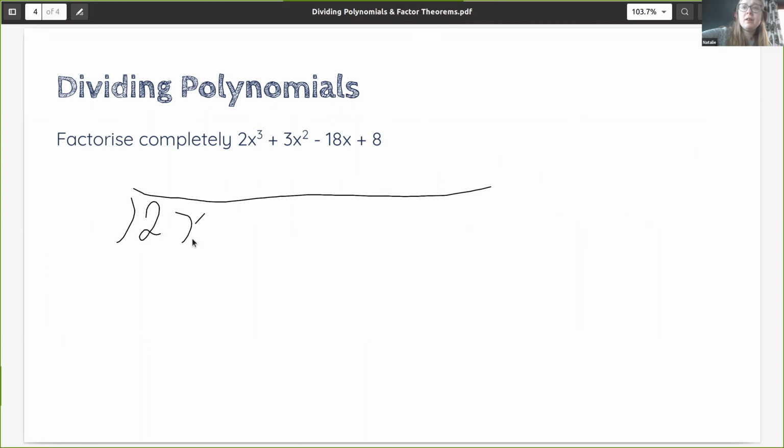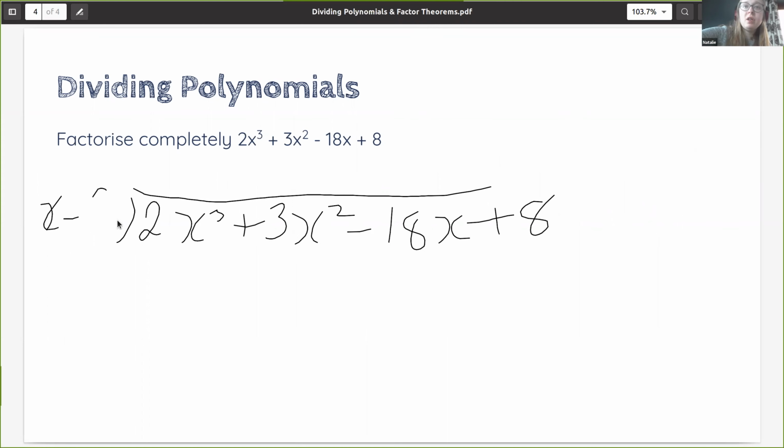Oh, it's really hard to do this on a whiteboard. It's one of those things where you need lots of space. Plus 8 and x minus 2. Oh dear, that x came out a bit skewy. So we ask, what would I times x by to get 2x cubed? Hopefully that's fairly obvious, that it should be 2x squared.